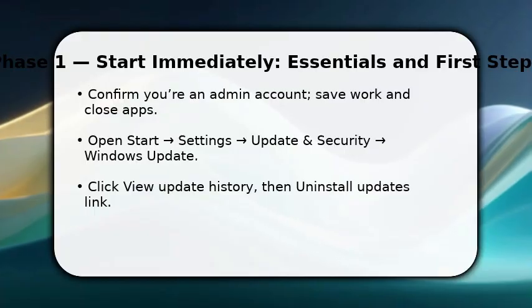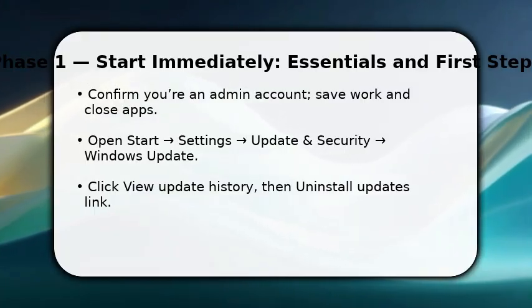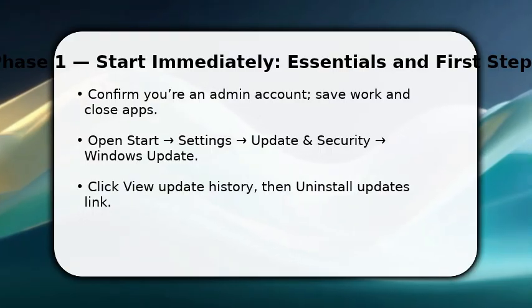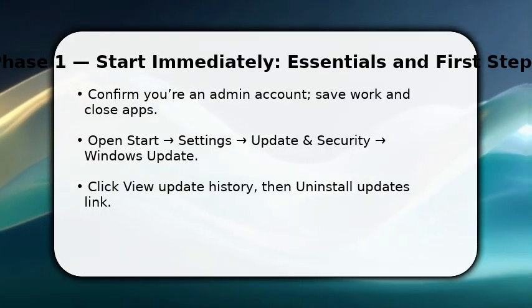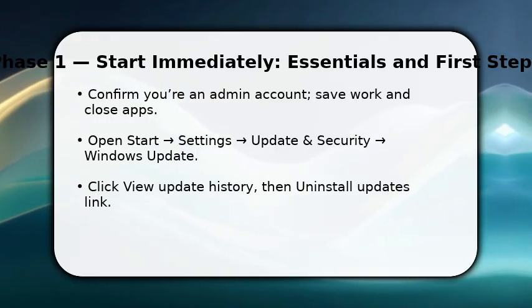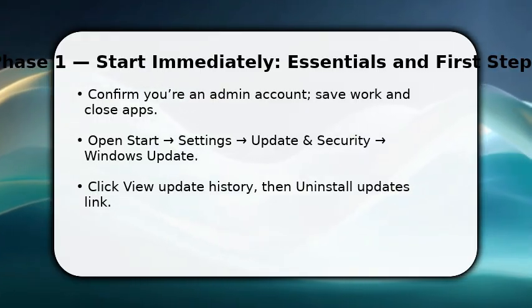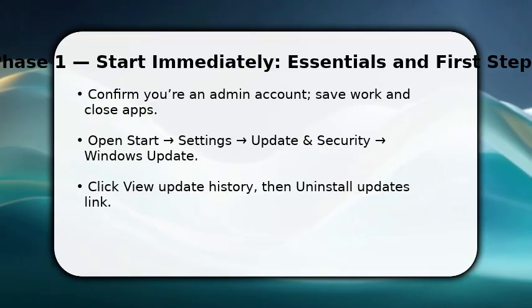You start by confirming admin rights and saving your work. This prevents data loss during rollback. Open Start, go to Settings, then Update and Security, and select Windows Update. This is where update records live.